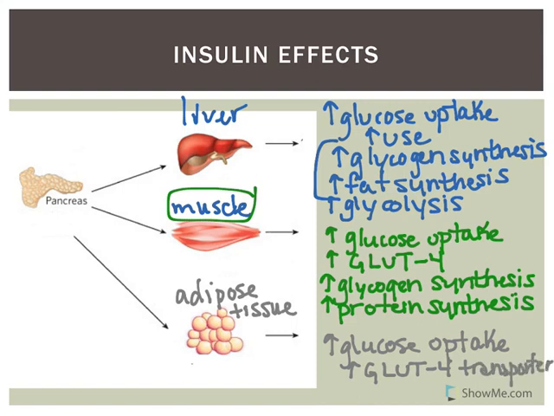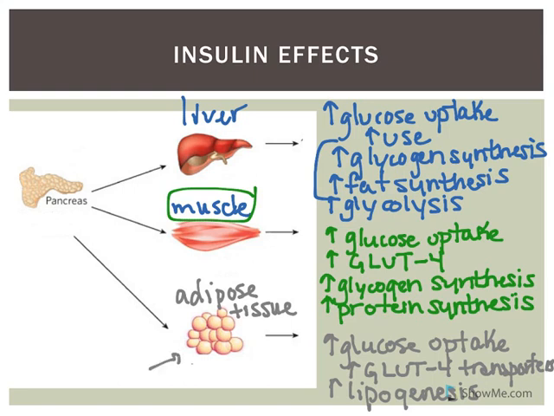GLUT4 transporters are not found in the liver. They have a different type of glucose transporter. Insulin will also increase fat synthesis, which is lipogenesis. So those are some of the major effects of insulin. Overall, you've been fed, so use the glucose for energy.